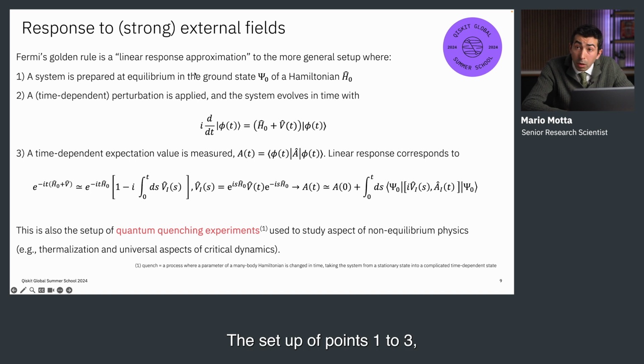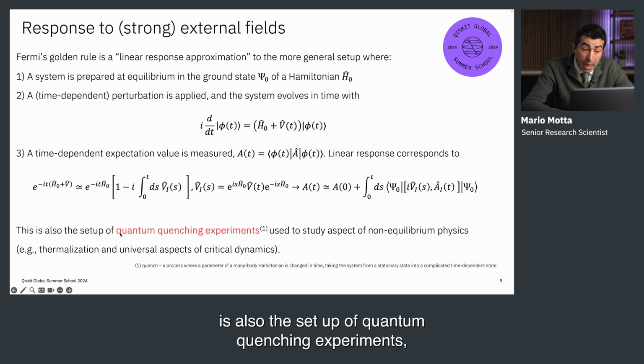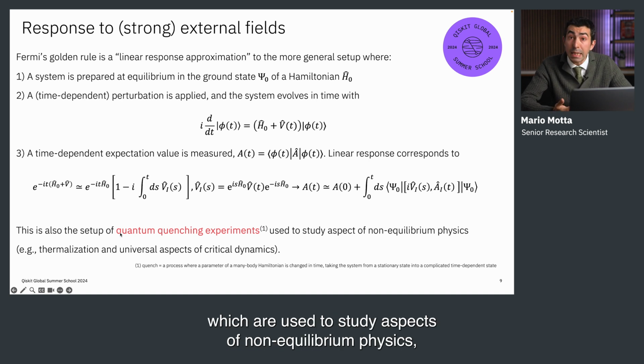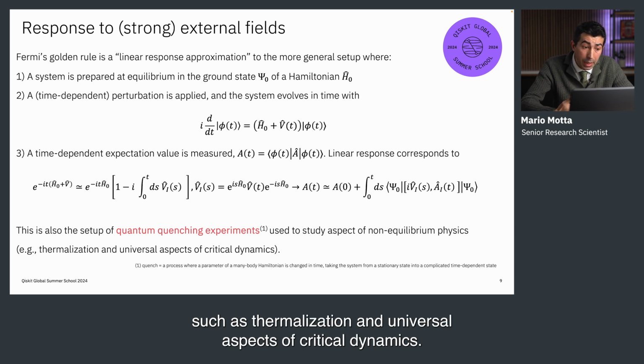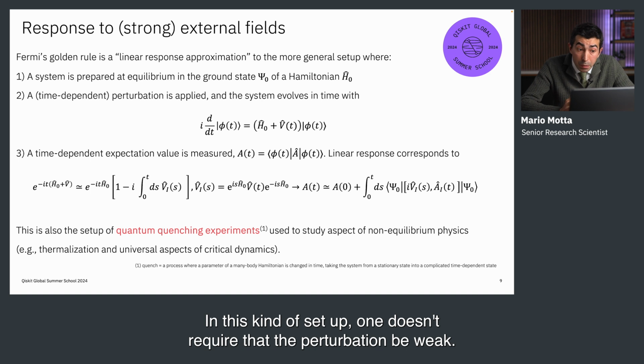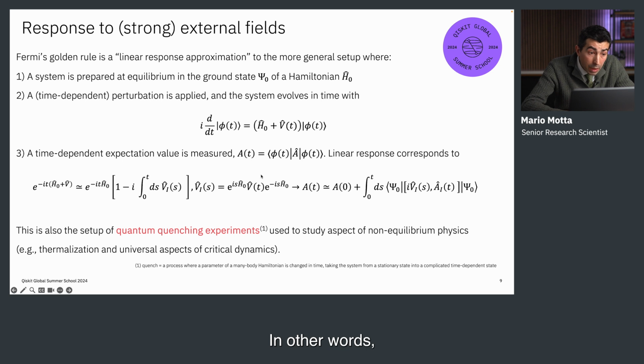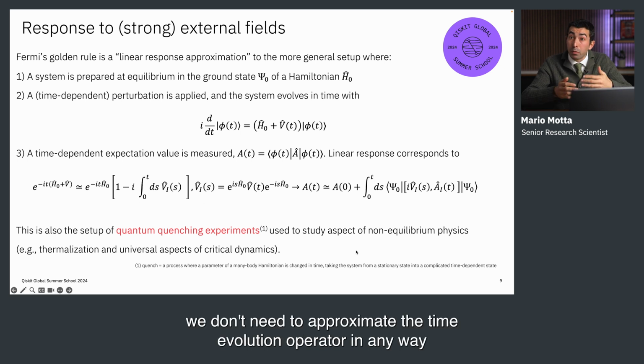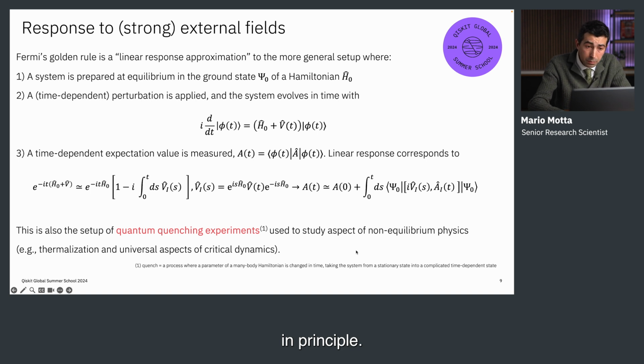The setup of points 1, 2, 3 is also the setup of quantum quenching experiments, which are used to study aspects of non-equilibrium physics such as thermalization and universal aspects of critical dynamics. In this kind of setup, one doesn't require that the perturbation be weak. In other words, we don't need to approximate the time evolution operator in any way in principle.